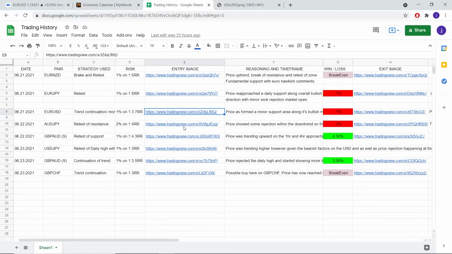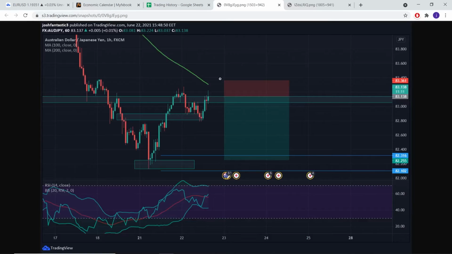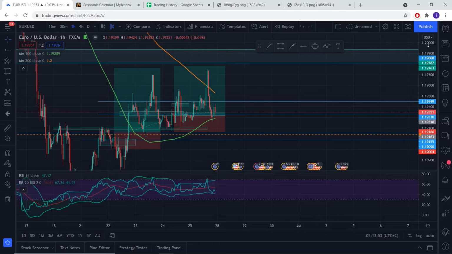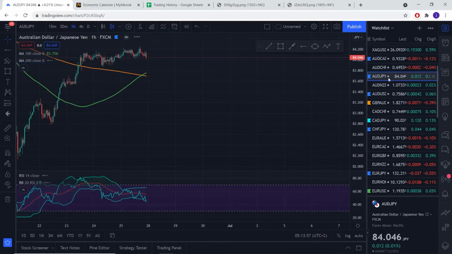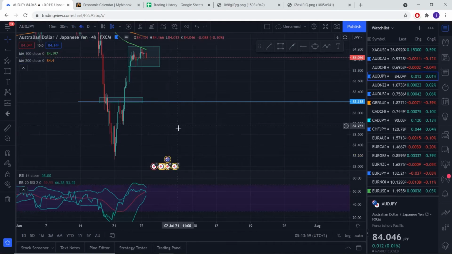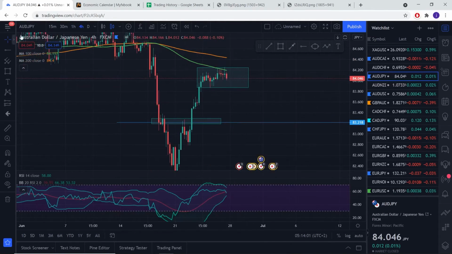Another one was AUD JPY. Again, we'll just look at it real quickly. Alright, only 1 hour. Price came into this level right here, looking for a continuation with the downtrend because AUD was the weaker currency between the two at that point in time.